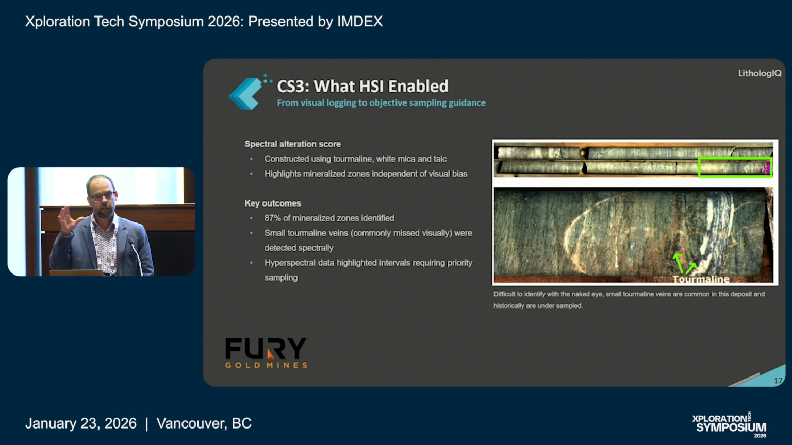So in this project, the alteration score was really the key element, and it was mapping 87% of the mineralized zone. We've seen projects with a higher score. In this case, it was 87. We've seen up to 95, 98% correlation. But the project was pretty small, so we didn't have a very wide training data set, and well, harsh conditions with wet and frozen core certainly didn't help, but still it was pretty accurate.